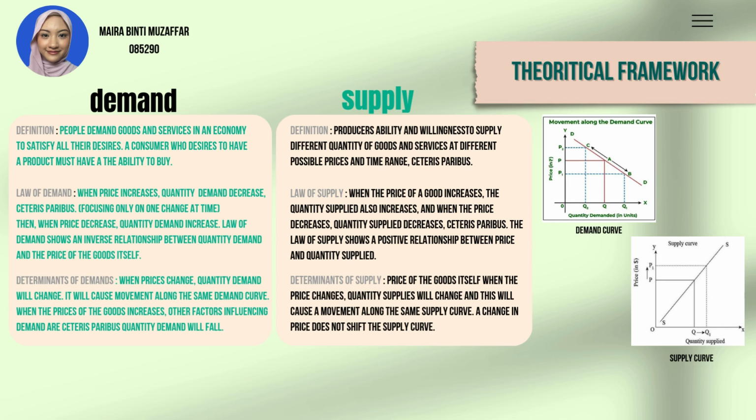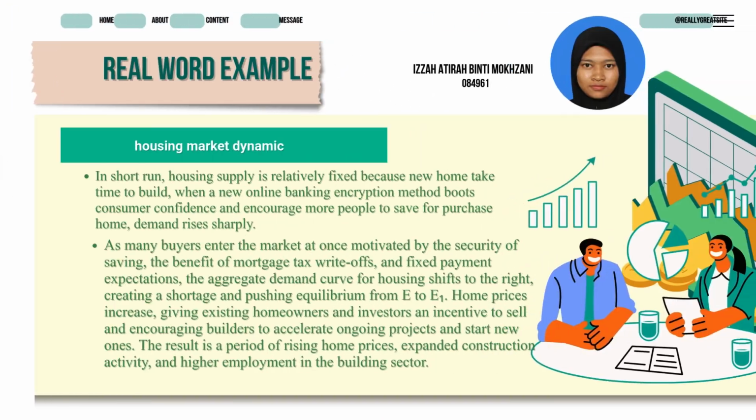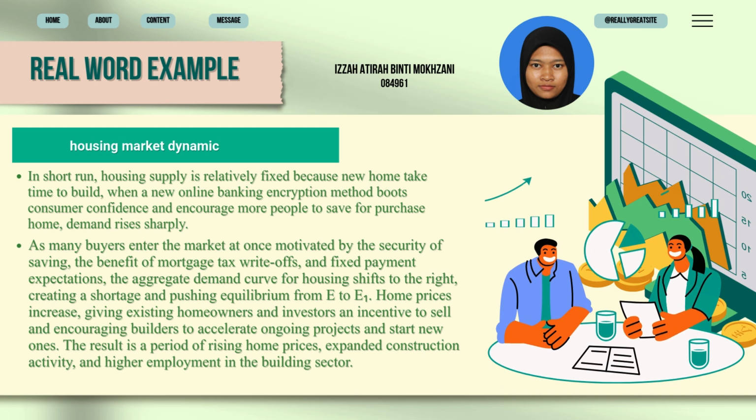Determinants: price changes cause movement along the supply curve, while factors like production cost and technology can shift the curve. Now, a real-world example for demand and supply.